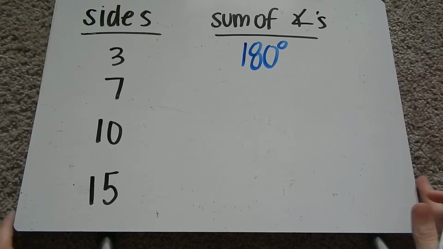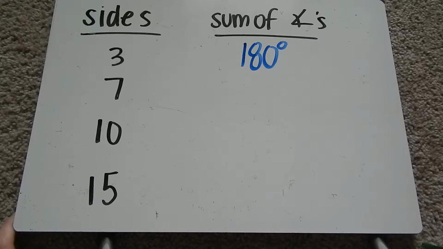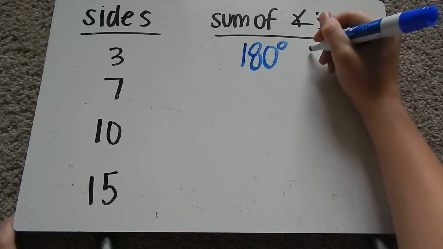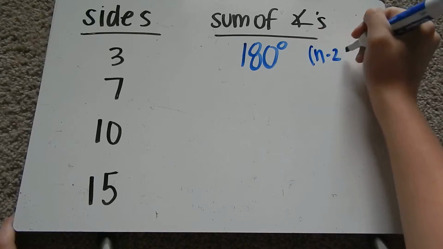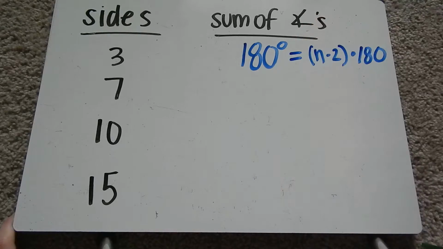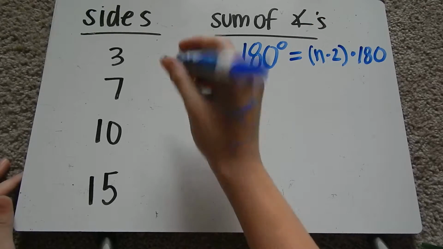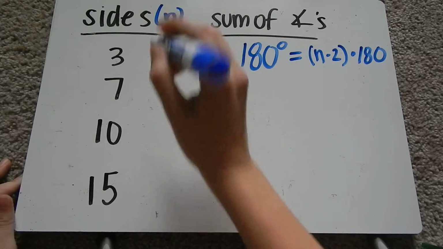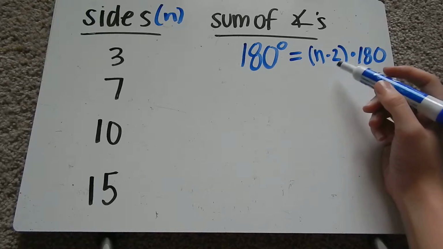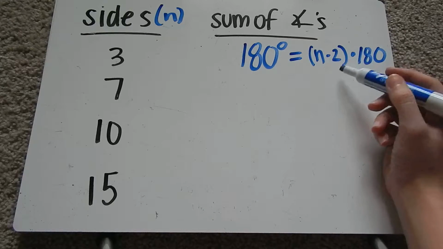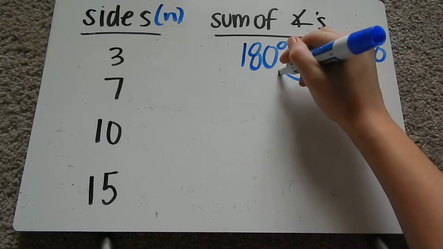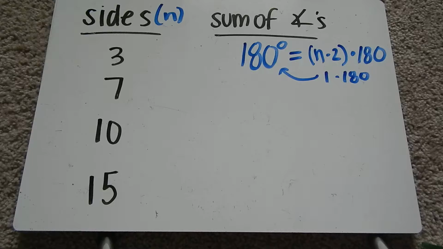That formula is, and I'm going to write it off to the side here, n minus 2 times 180, n being the number of sides. So if we were to plug this in here for the triangle, we should get 180. 3 minus 2 is 1, 1 times 180 is 180.